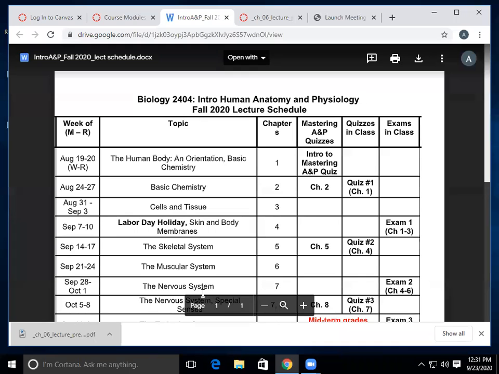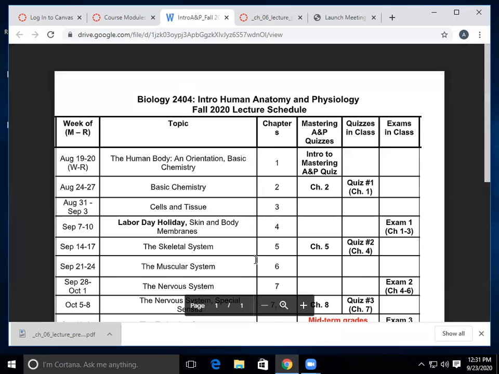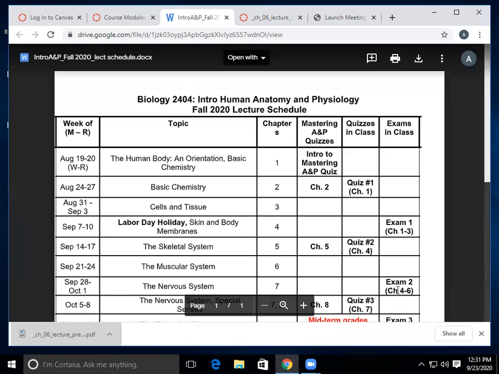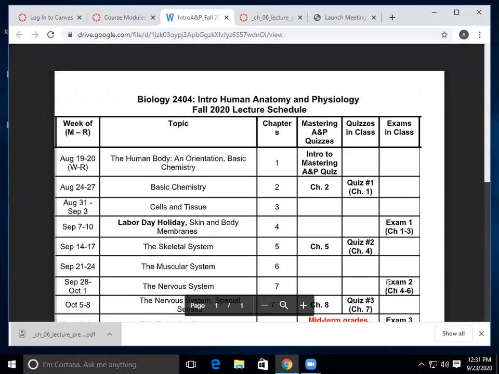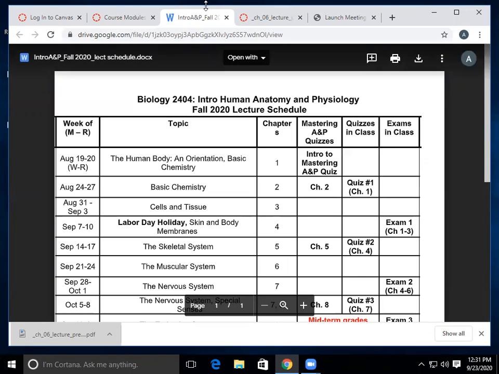Okay, so today we are on Wednesday, second day of the week for the week September 21st to 24th. So we're going to try to finish up the muscular system. If we don't, we'll finish it Monday and start nervous system. Next week you have an exam over chapters 4 through 6. You'll need to use Honorlock when you do that. So just make sure you've got access to a webcam and that it works.